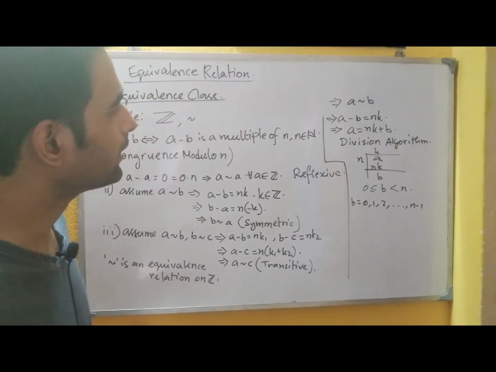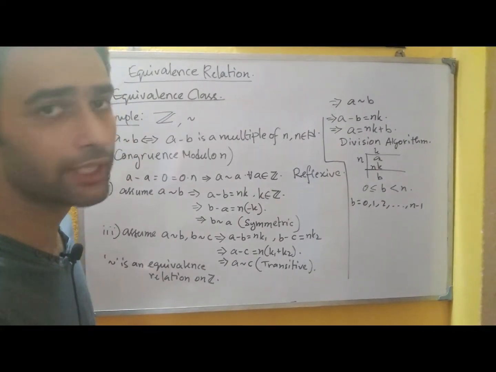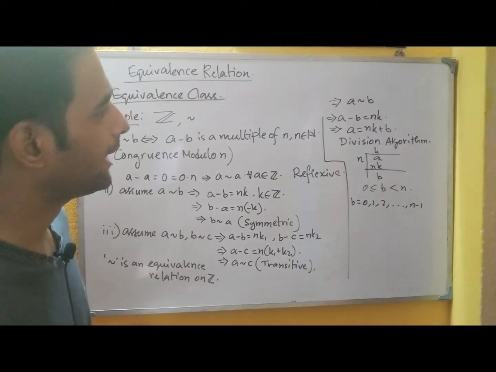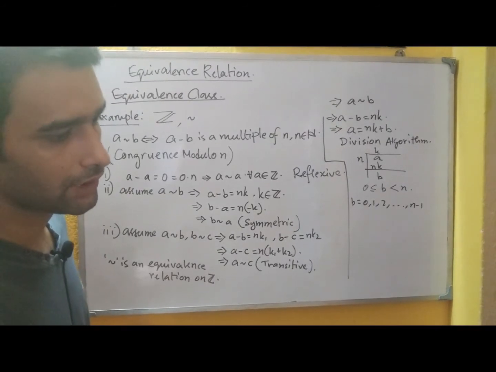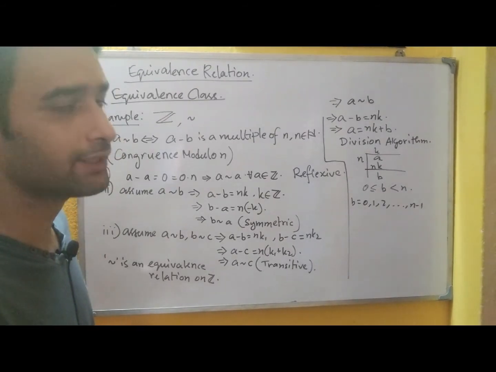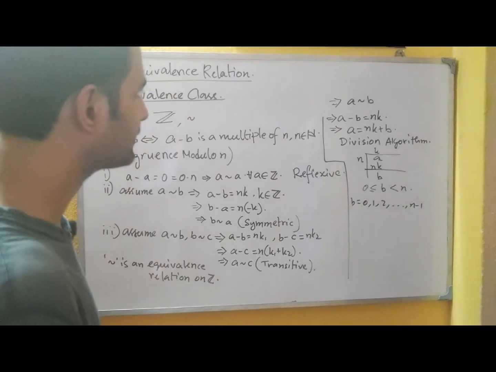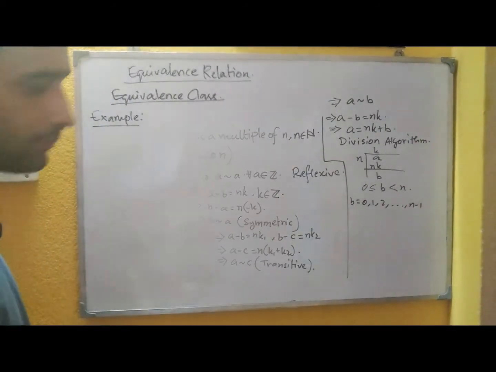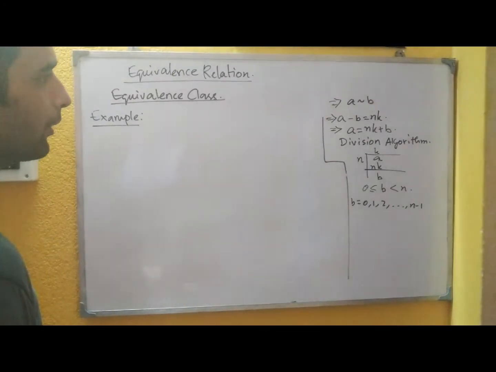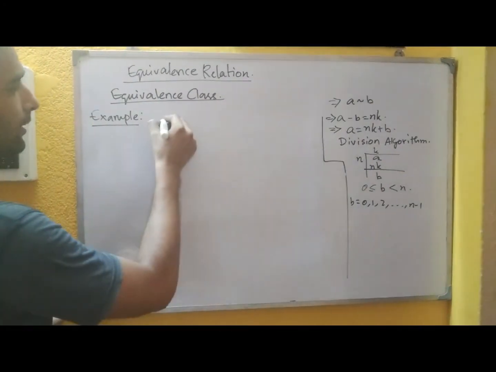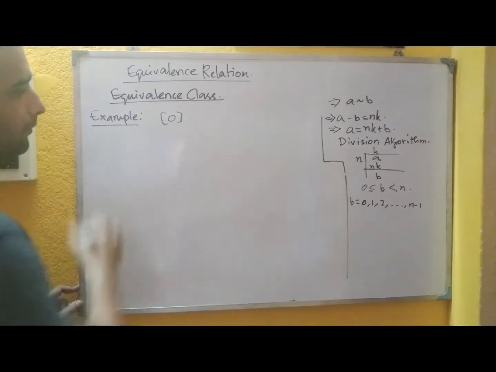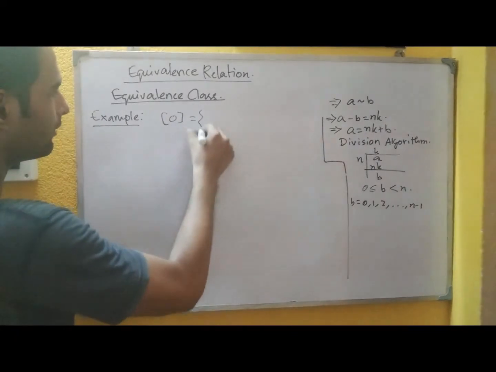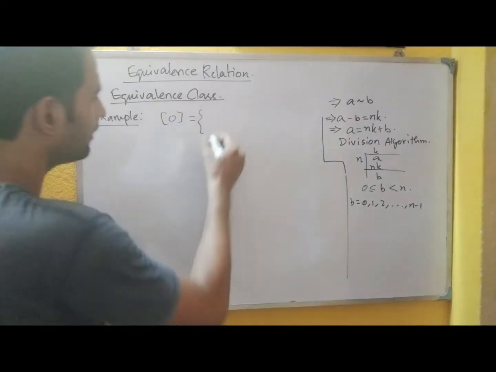So what can you say? What are the elements here which are related to each other? If you take any integer, it will be related to the remainder when the integer is divided by n. For example, if you take class A. So suppose we are taking the class of 0. What can be the classes? What can be the elements of these classes?